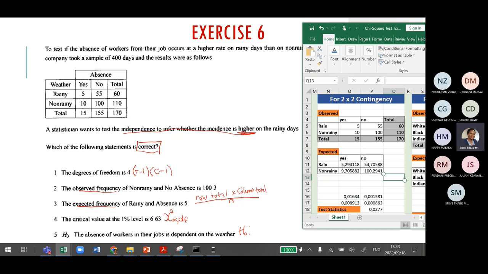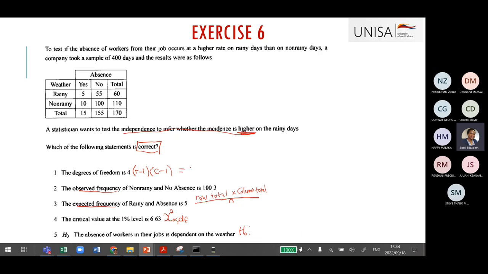Let's deal with what we are able to see in front of us, and then we will go to the table later on. So we're looking for the incorrect statement. What is the degrees of freedom? How many rows, how many columns? We already established that there are two rows and two columns. Therefore, the degrees of freedom is one. That will be incorrect. What is the observed value for non-rainy and no absence? It's 100, not 100.3. So that is incorrect.